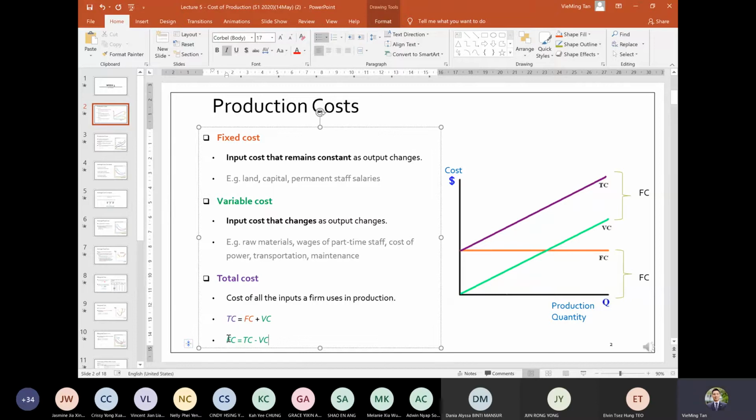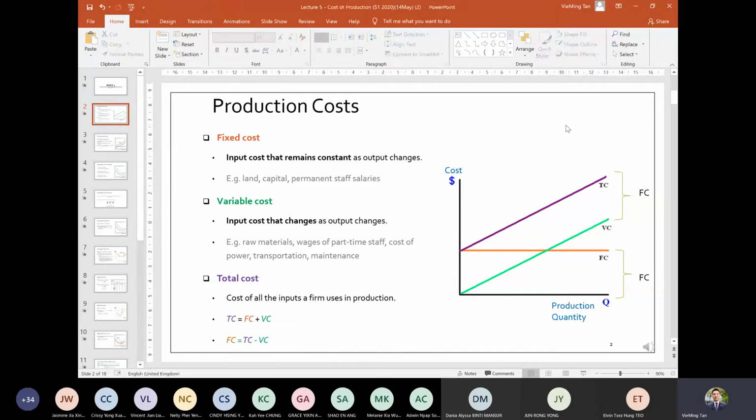So it's transposing the formula. Okay. So similarly, if you want to get the variable cost, it's also the same. Variable cost is equal to total cost minus fixed cost. Okay. So remember, you must know how to use this formula to calculate total cost, fixed cost, and variable cost. Okay, I stop for a while. Any questions so far? Okay, if not, then I'll move on to the average cost.